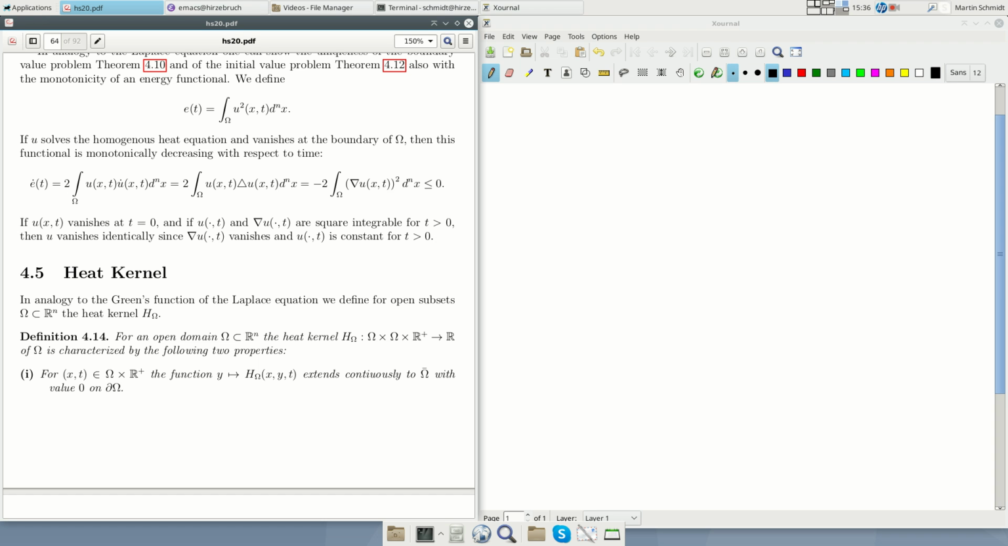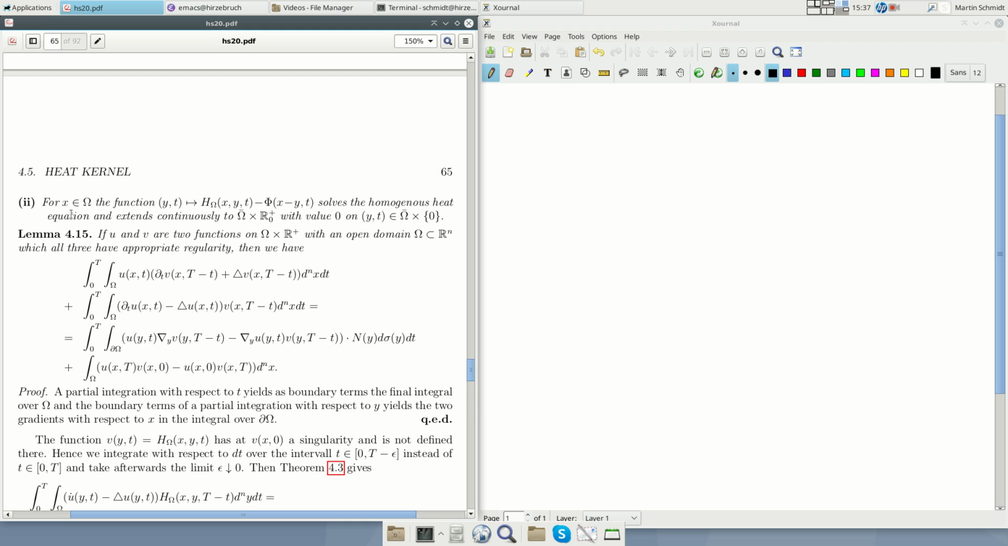So we have an open domain omega in R^n, and then the heat kernel is characterized by two properties. First, for given x and t in omega times R plus, the function y going over to the heat kernel evaluated at (x, y, t) extends continuously to the closure of omega and vanishes on the boundary.